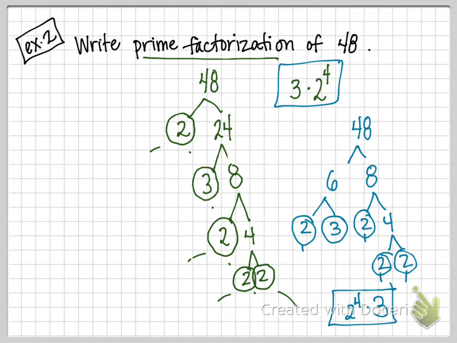The second part, you guys, is writing it like this with an exponent. So like, how many times did you have each prime factor repeated? Write it as an exponent, and we're always multiplying those factors. Okay? Let's do another one.